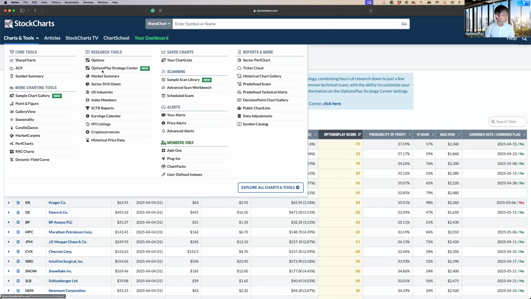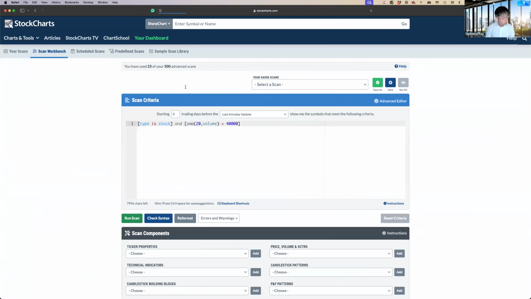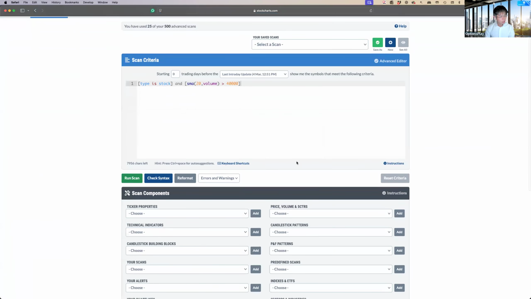And if you are running your scans using the advanced scan workbench, which is what we use to build these scans, meaning if you build your own custom scans and you run a scan, you can then run the strategy center on all of the stocks that pull up from your individual customized scan as well. So that's coming in phase two. That will all be part of your OptionsPlay add-on.